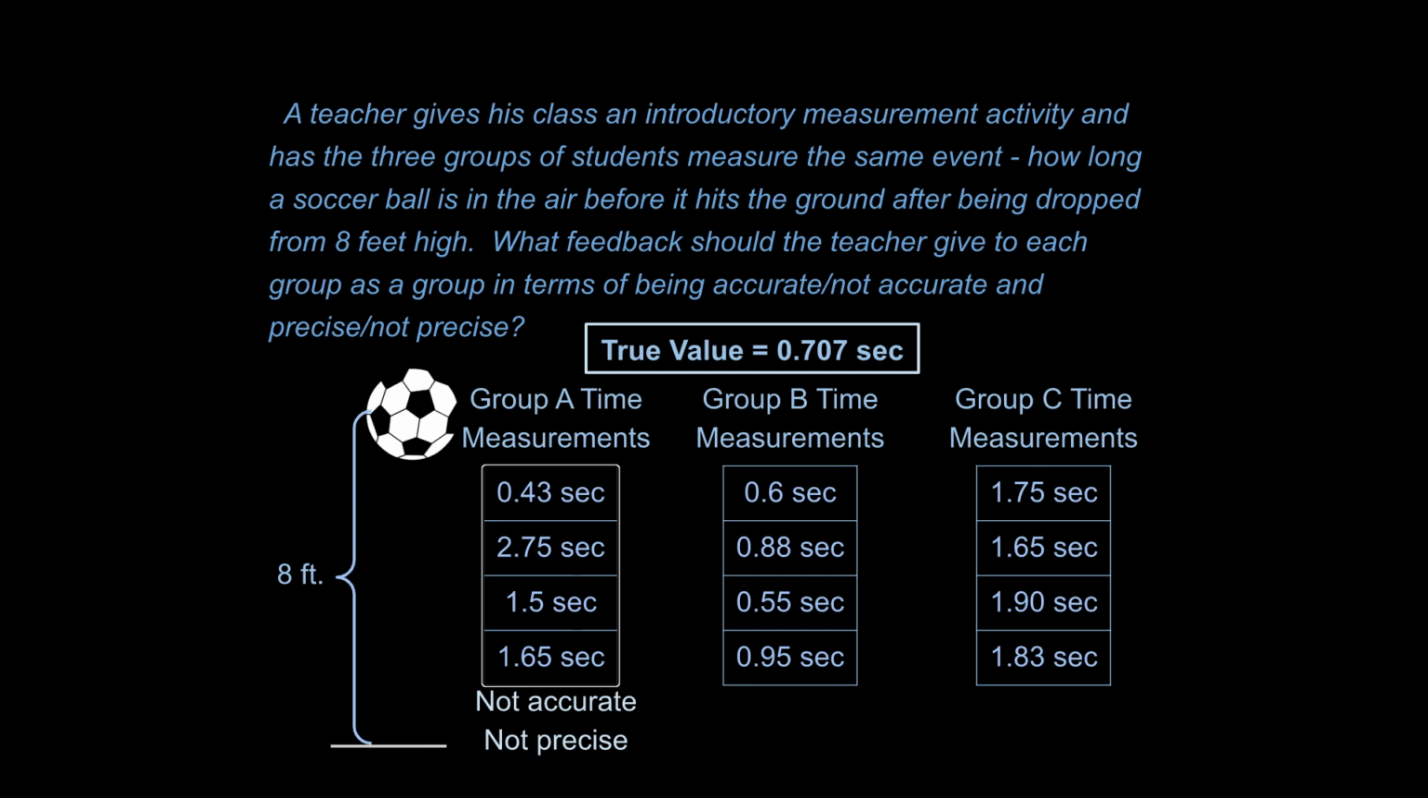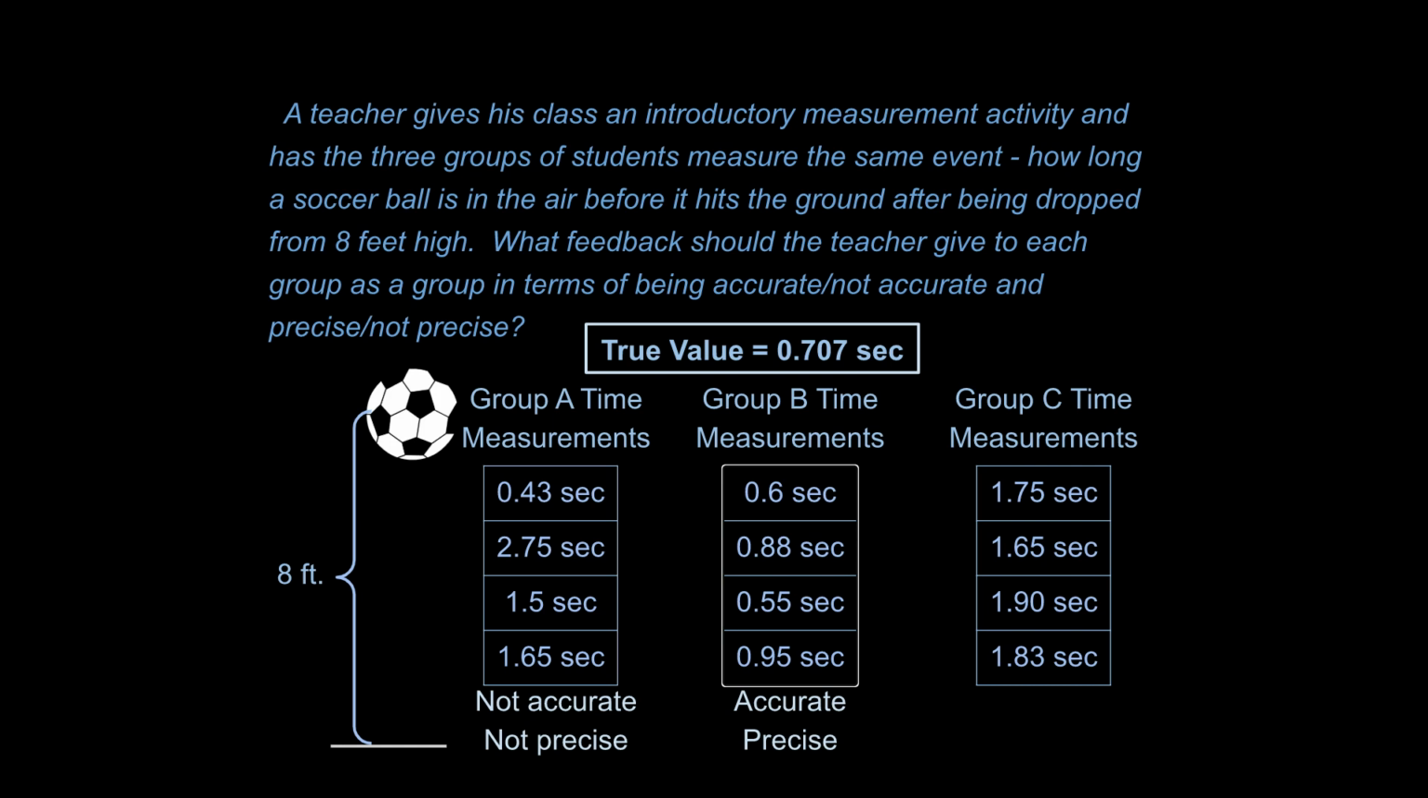Alright, and so if you take a look at Group B, I want you to think to yourself, are these accurate data points or are they precise data points? What do you think? And the answer is yeah, they're both accurate and precise. These people were close to the true value, and they had a tight cluster of data points around that true value of 0.707. So we could describe this data as accurate and as precise.